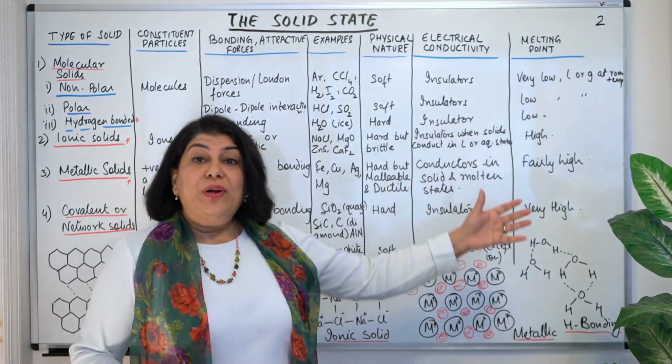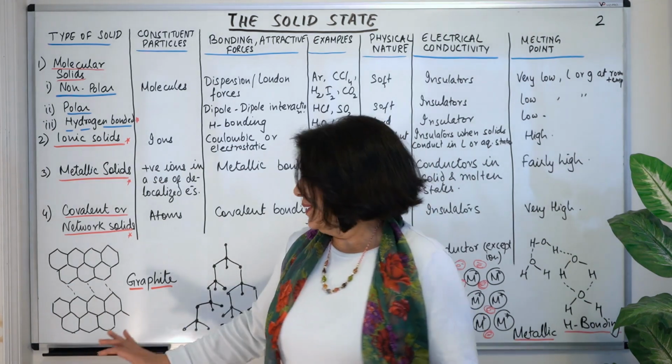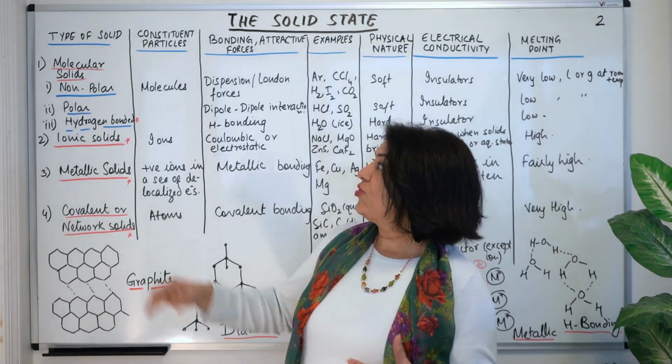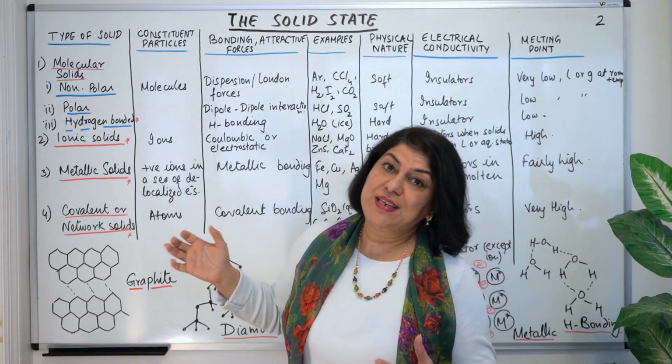And what about the melting point of graphite? Graphite also has a very high melting point. So these were the different categories of solids on the basis of their constituent particles.